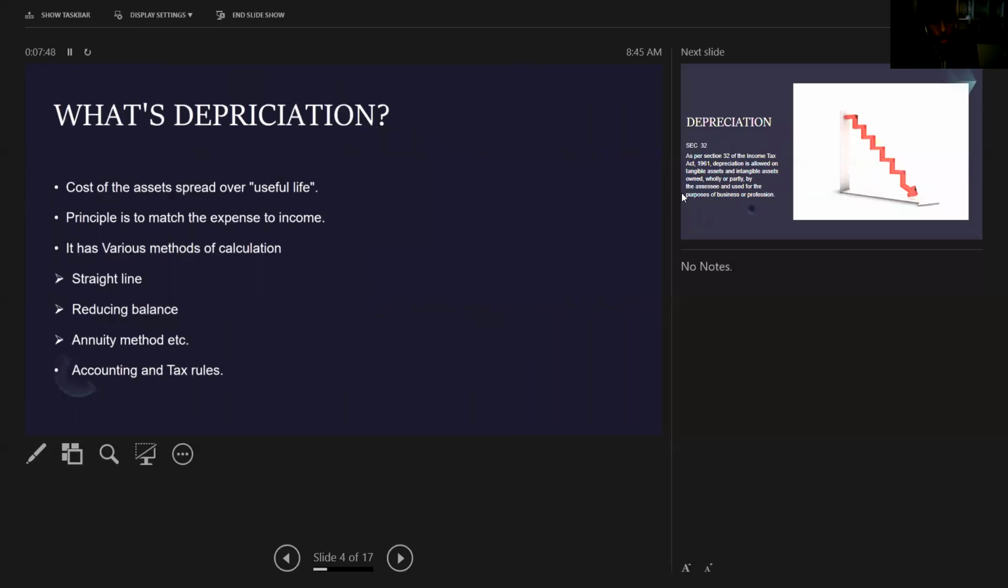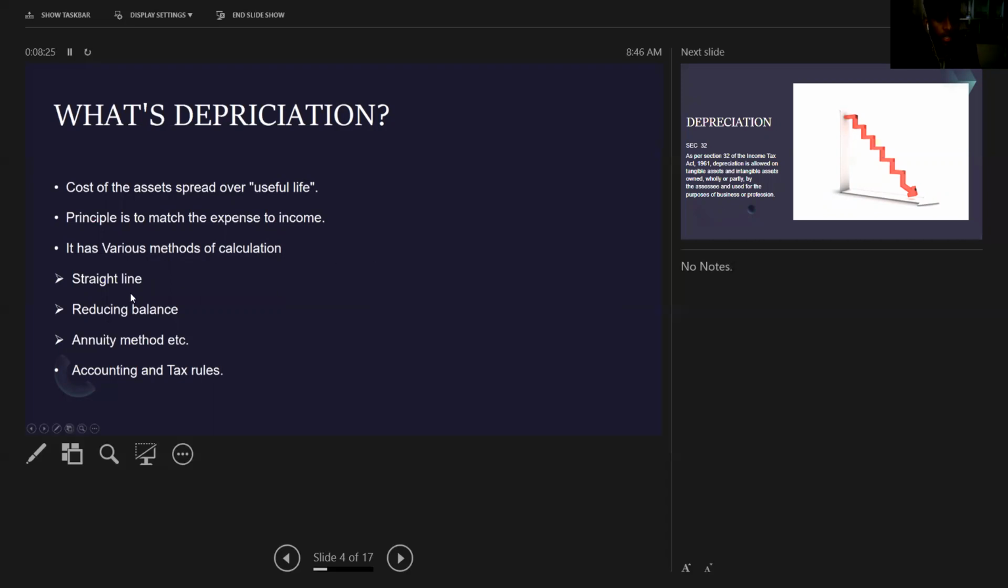Now, what is depreciation? The cost of the asset is spread over its useful life. All fixed assets will have a finite useful life. Land is the only exception. The length of the useful life depends upon the asset. For a computer, it might be 3 years. For a building, it might be 20 years, and so on. The reason for spreading the fixed asset cost is to match the expense to income.